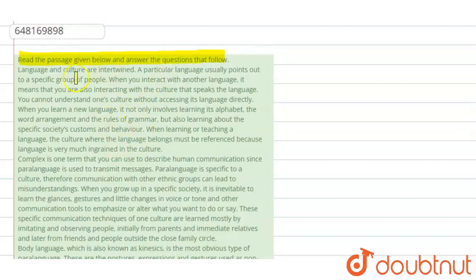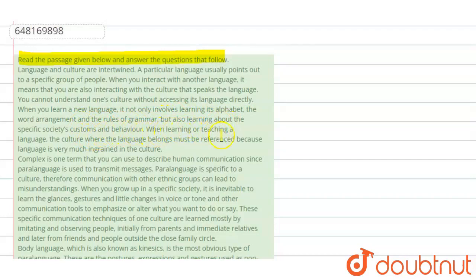Language and culture are intertwined. A particular language usually points out to a specific group of people. When you interact with another language, it means that you are also interacting with the culture that speaks the language. You cannot understand one's culture without accessing its language directly. When you learn a new language, it is not only involves learning its alphabets, the word arrangement, and the rules of grammars, but also learning about the specific society's custom and behavior.